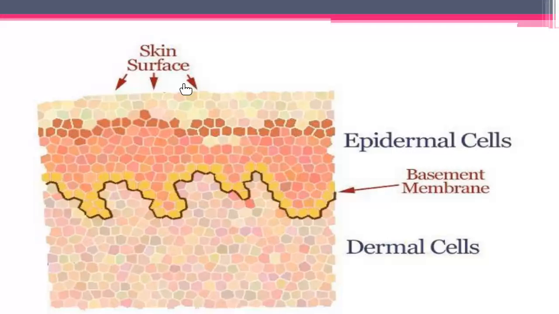See the black area where I am showing you the pointer, it is the basement membrane. So the area above the basement membrane is the epidermis, composed of epidermal cells, and the area which is present below the basement membrane is called the dermis and is composed of the dermal cells.